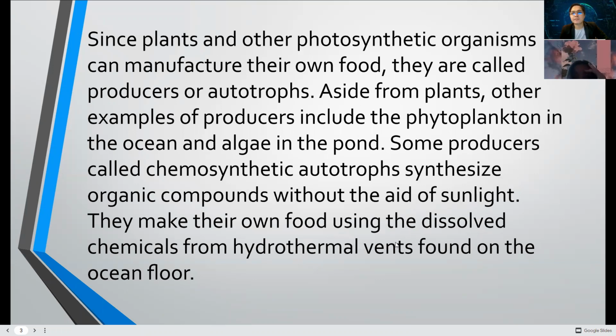Yes. Aside from plants, other examples of producers include phytoplankton, okay, in the ocean and algae in ponds. They can actually perform photosynthesis. Some producers are called chemosynthetic autotrophs that synthesize organic compounds without the aid of sunlight, the ones that I discussed a while ago. Okay. They make their own food using the dissolved chemicals from hydrothermal vents found in the ocean floor, okay, in the seamounts. And that is why the sun is not actually the ultimate source of energy.